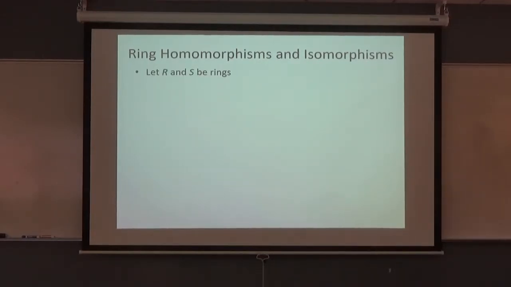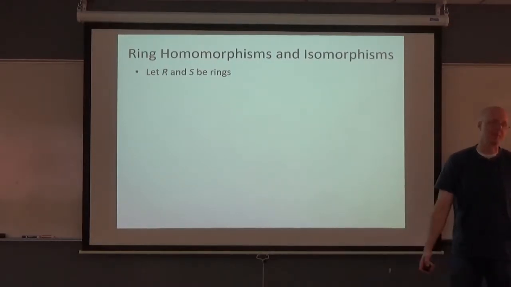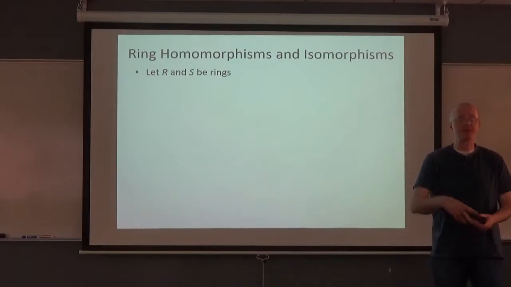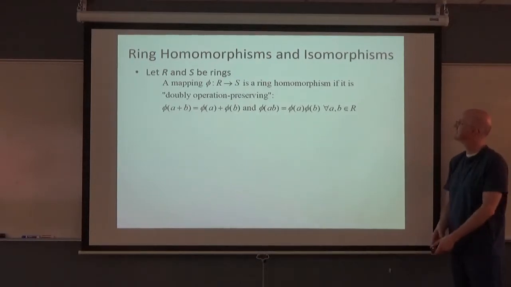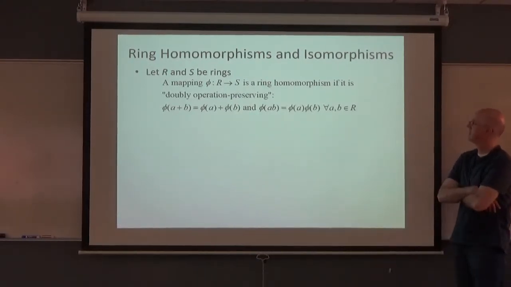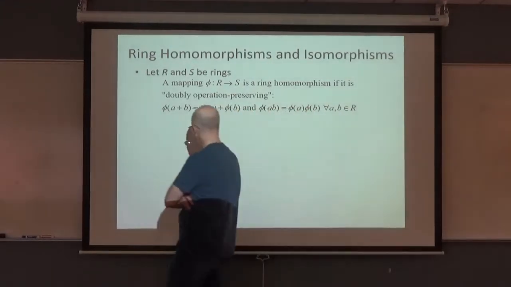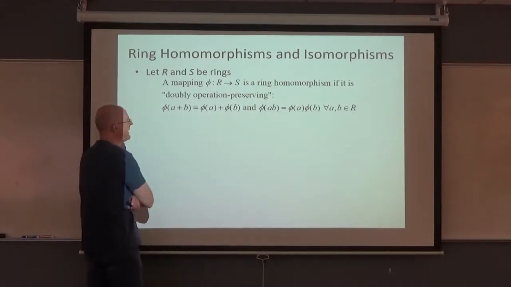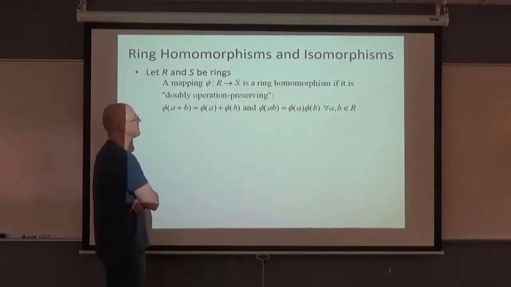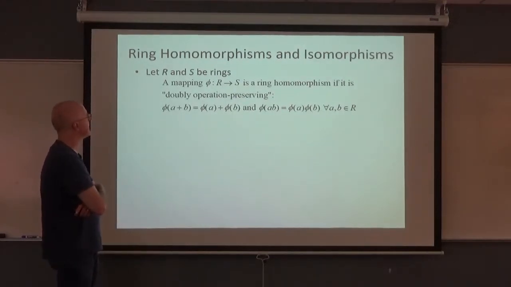Let R and S be rings. What is a ring homomorphism? It's an operation preserving mapping from R to S. But remember, there's two operations. So I call this doubly operation preserving. It's a ring homomorphism if it preserves both addition and multiplication. Phi of a plus b equals phi of a plus phi of b, and phi of a times b equals phi of a times phi of b, for all a and b in R.